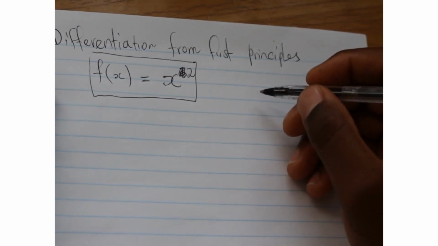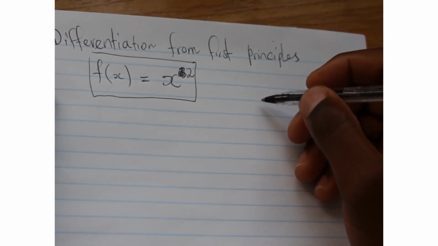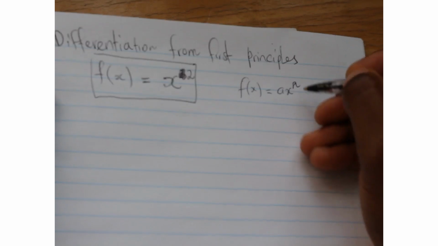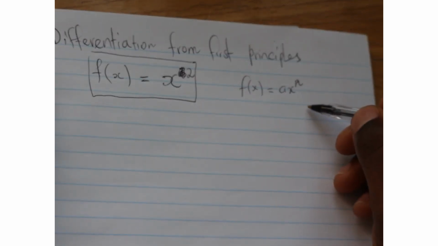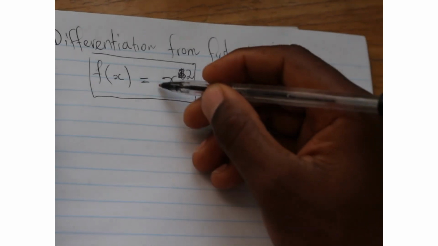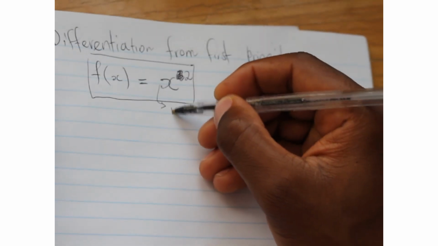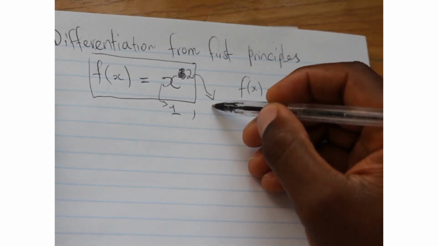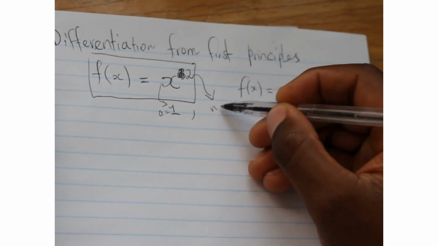Obviously, when you're using your differentiation rules, this has to be in standard form. In other words, f of x needs to be in the form of a x to the n. If you check, our a here is 1, and the n is 2. So a is equal to 1, and n is equal to 2.